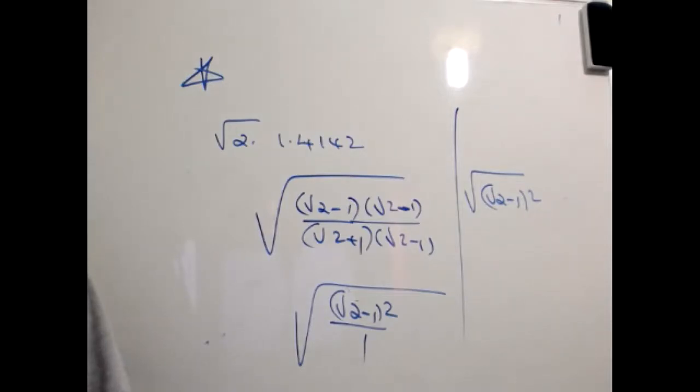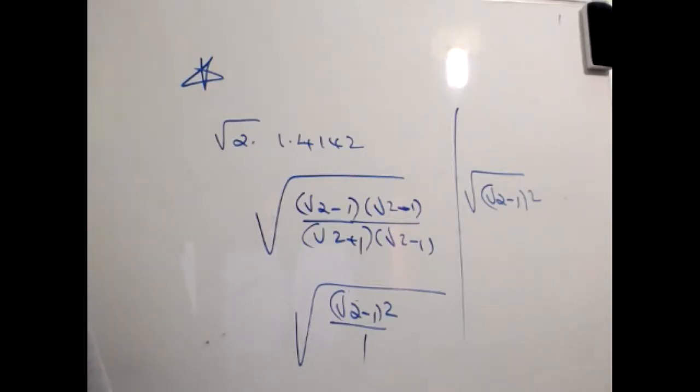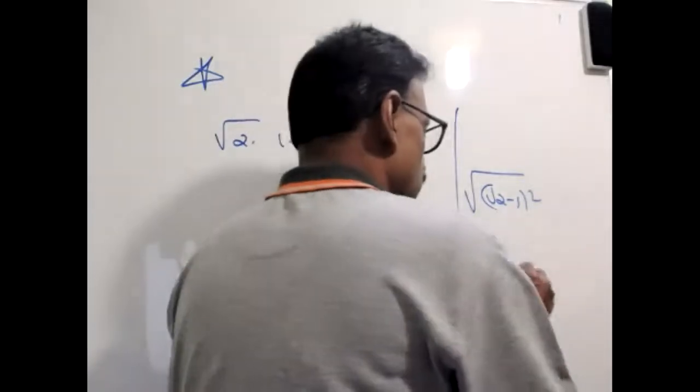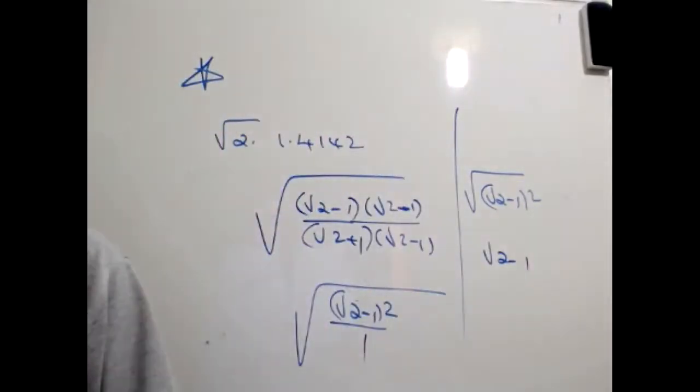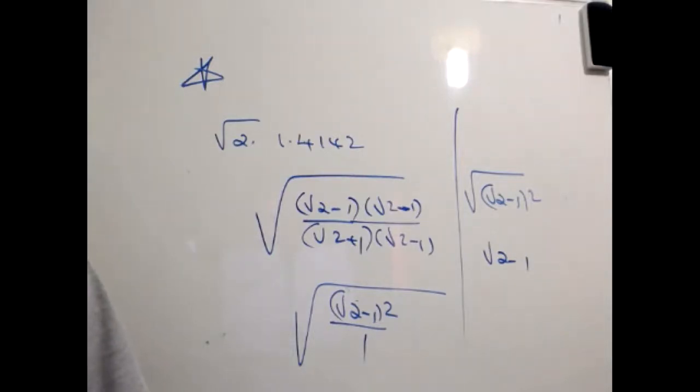What is the answer? Root of root 2 minus 1 whole square. Anyone? Students say 2 minus 2 root 2 plus 1. Wait, listen here. When I ask, only you answer it.